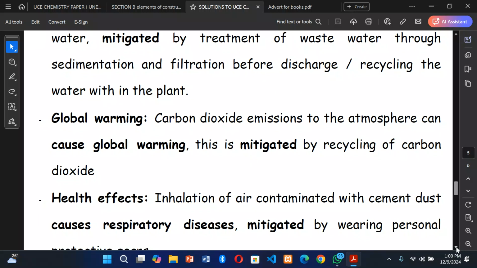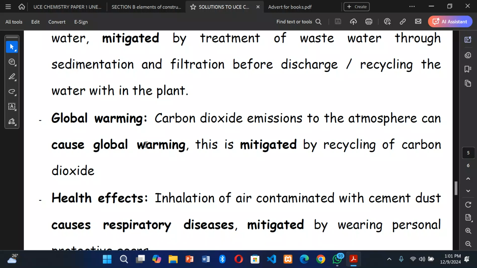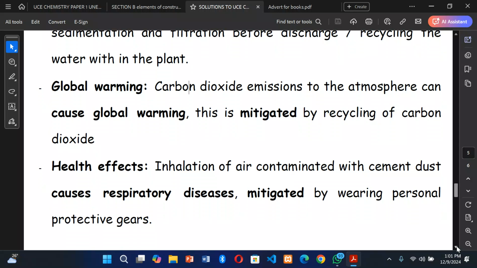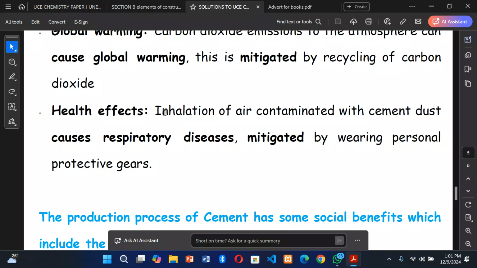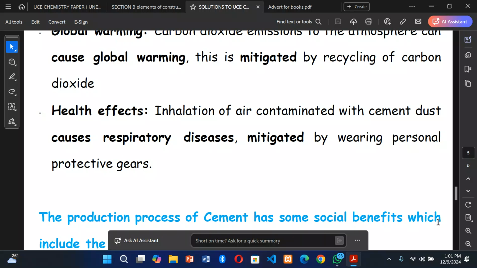Another point, global warming. Carbon dioxide emissions to the atmosphere can cause global warming. This can be mitigated by recycling the carbon dioxide. A very good point. You get all your scores. The 3rd point is health effects: inhalation of air contaminated with cement dust causes respiratory diseases. This can be mitigated by wearing personal protective gear. A very good point, and you get all your 3 scores.